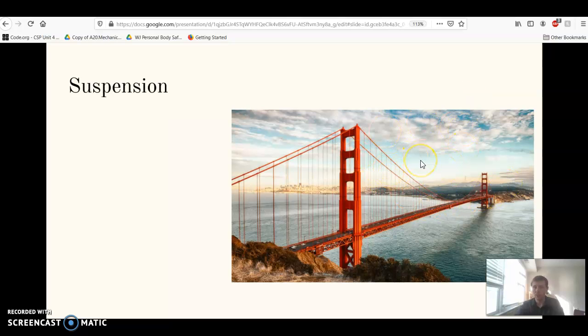Now, suspension bridges have a similar thought process to them, but they actually are slightly different in their approach. So what we've got is this upside down U shape.